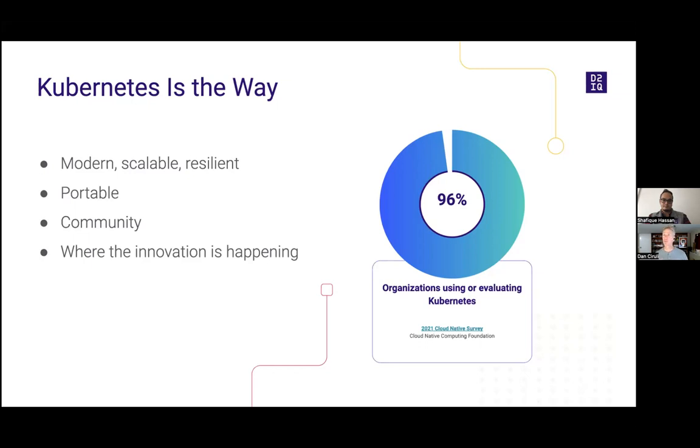And even if you look at what the major networking vendors are doing, look at what F5, Cisco, and Palo Alto Networks are doing, they are all innovating on top of Kubernetes now. So if you want to be able to take advantage of what's happening in technology, you have to be in this space. So yeah, Kubernetes is the way. I think we can agree.